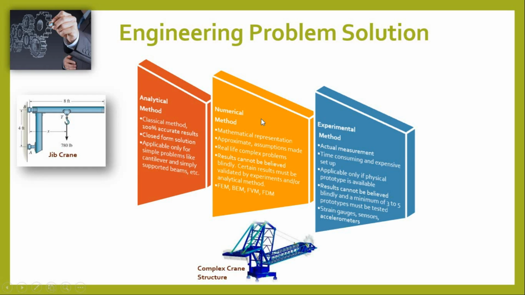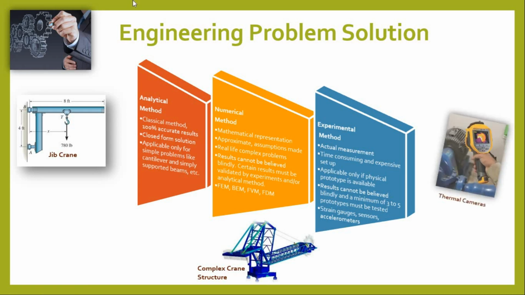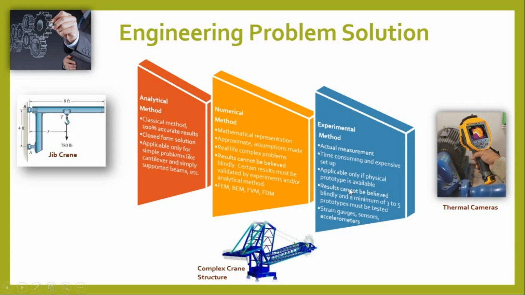Then the third is the experimental method. There are a few examples of engineering problem solution by using the experimental method. Strain gauges, sensors and accelerometers give us the actual working of the equipment. So the experimental method belongs to actual measurement; it is time consuming, expensive setups are needed, and it is applicable only if a physical prototype is available. The results cannot be believed blindly either; for that we need at least 3 to 5 prototypes to be tested.